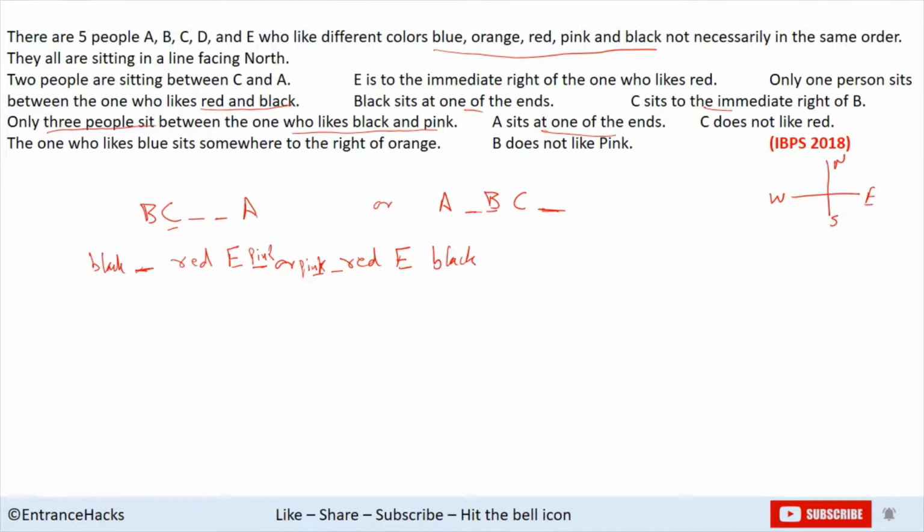Now we can merge these two statements. So we see in both of these statements E is the second last person, here also and here also. So here in this statement C is sitting at the second last, so this option we can cross, because E in either case has to sit on the second last position, second position from the right.